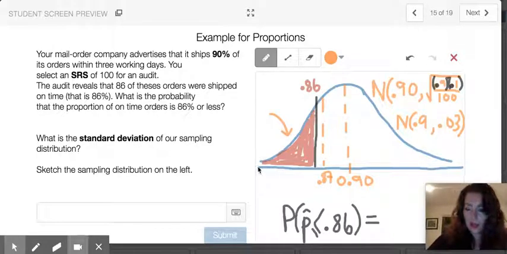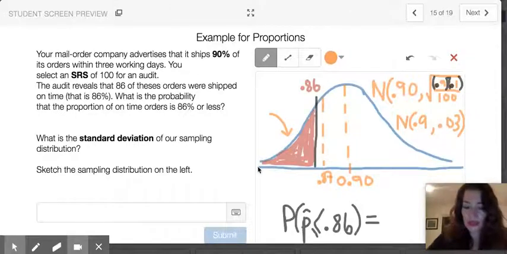Hi, let's go ahead and look at how we would work out a problem with proportions. The problem states that a mail order company advertises 90% of its orders within 3 working days. You select an SRS of 100 for an audit. The audit reveals that 86 of these orders were shipped on time. That is 86%. What is the probability that the proportion of on-time orders is 86% or less?